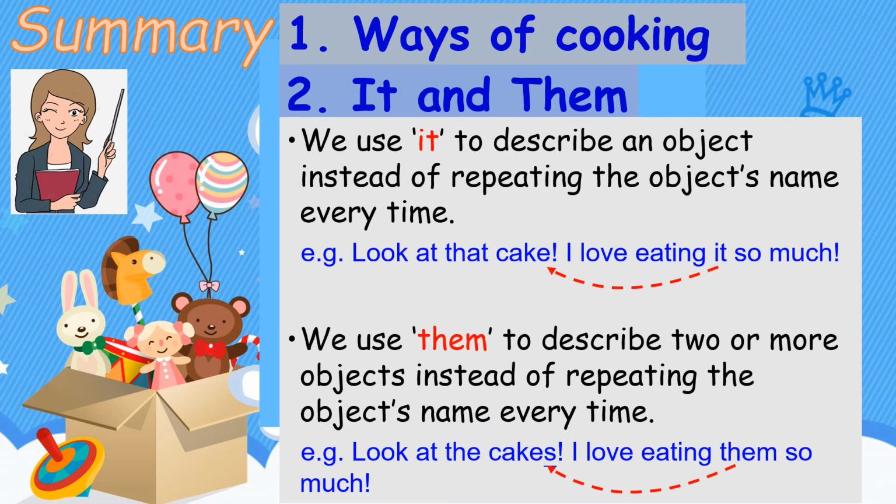This is the summary of today's lesson. First of all, we have learned different ways of cooking. Second, we have learned how to use object pronouns, it and them. Remember, we use it to describe an object instead of repeating the object's name every time. We use them to describe 2 or more objects instead of repeating the object's name every time. Hope you all know how to use it.